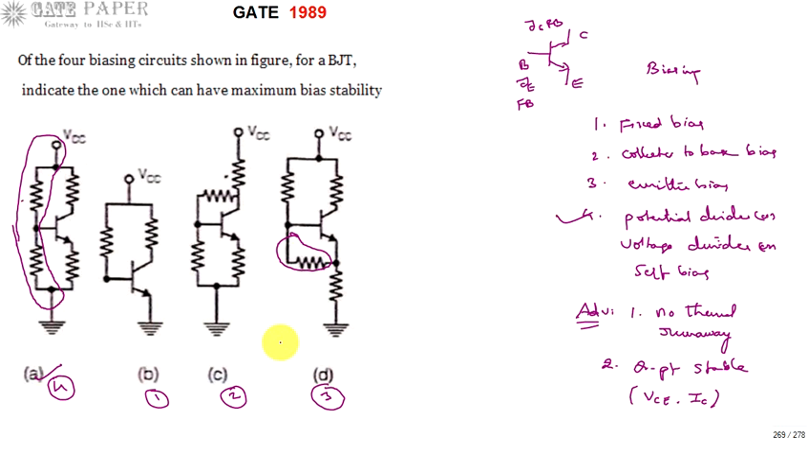Out of all, voltage divider biasing is the best biasing circuit. For a BJT, always remember the voltage divider bias circuit is the optimum. Whatever the different circuits given, wherever potential divider or voltage divider bias is there, that provides maximum stability. So the right answer is A for this one. Thank you.